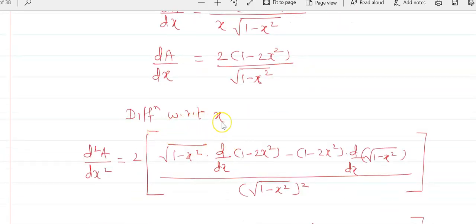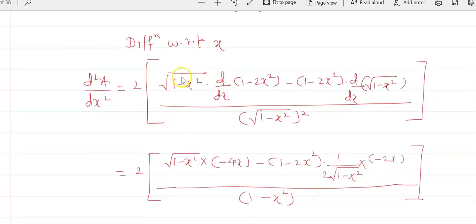Now differentiate this with respect to x. d2A/dx square is equal to 2, using the quotient rule. Here u and v, that is, v into d/dx of u, that is, square root of (1 minus x square) into d/dx of (1 minus 2x square), minus (1 minus 2x square) into d/dx of square root of (1 minus x square), upon (square root of (1 minus x square)) whole square. If we solve this, the derivative of 1 is 0, minus 2x square becomes minus 4x.